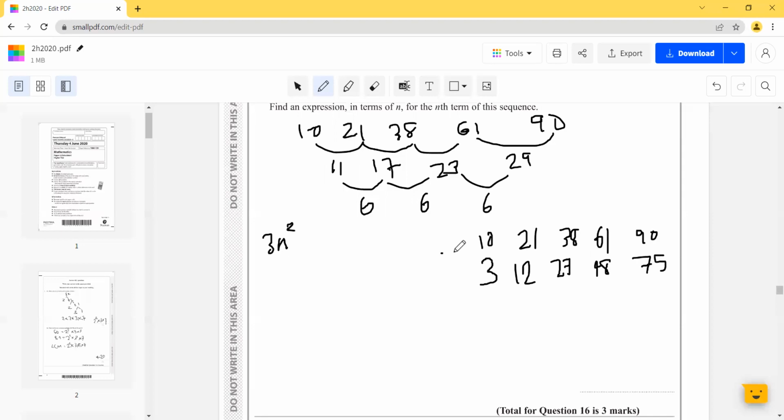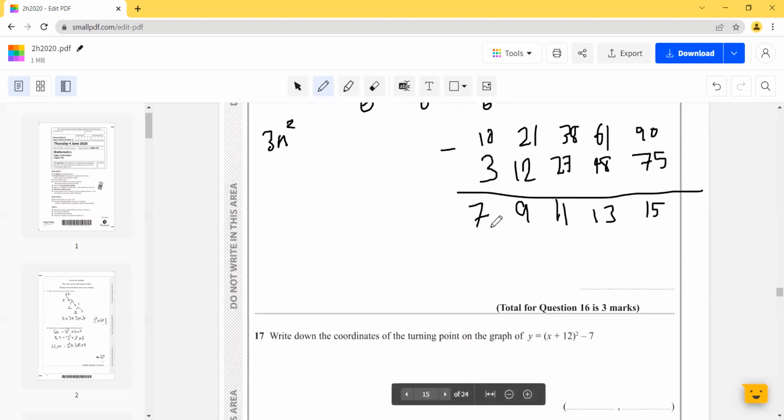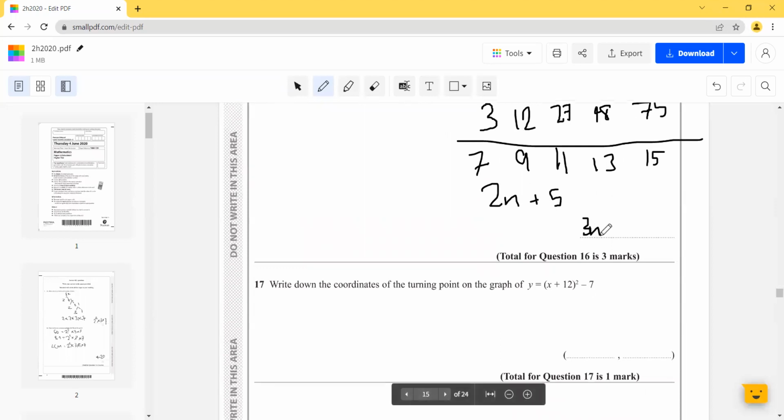So now we can work out the difference. So we get 7, 9, 11, 13, and 15. Now we can work out the nth term of this. Well, we have a difference of 2 every time. So we have 2n plus 5. So we will get 3n squared plus 2n plus 5.